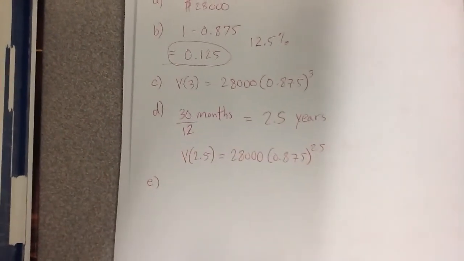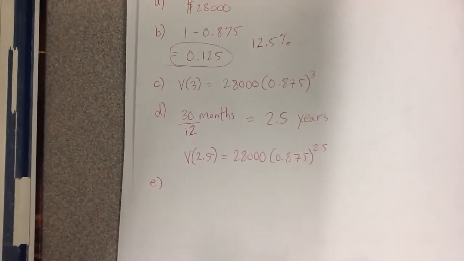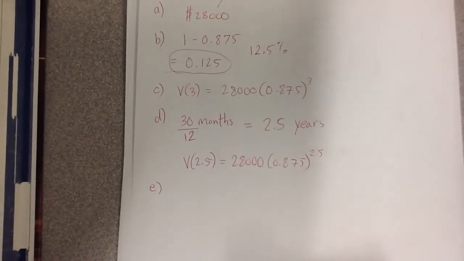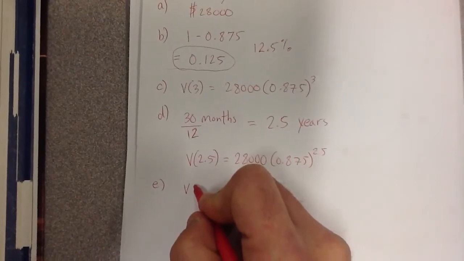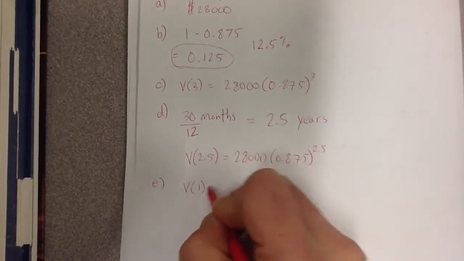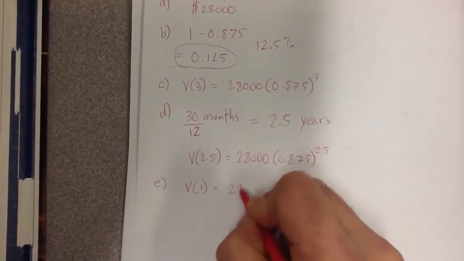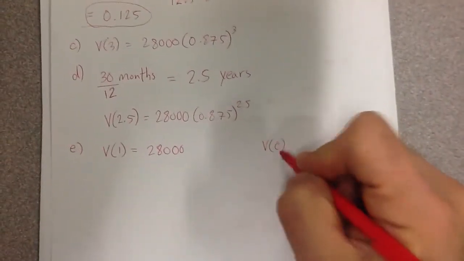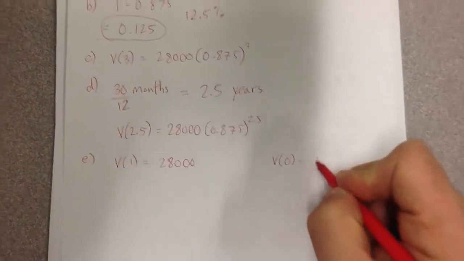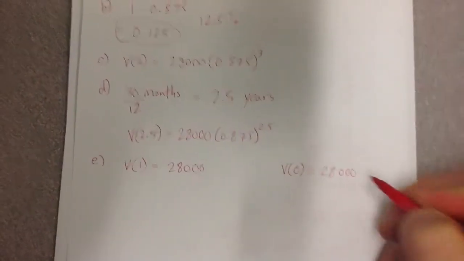E, how much value does the car lose in its first year? So how would you figure that out? Well, you'd have to figure out what the price of the car is initially and what the price of the car is at 1 year later. So I already know the price of the car initially. Okay, initially at time 0, the price of the car is $28,000.